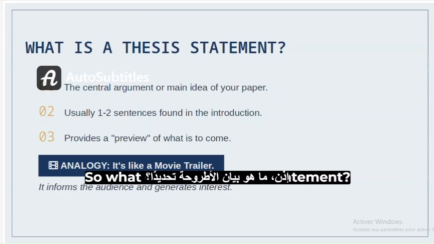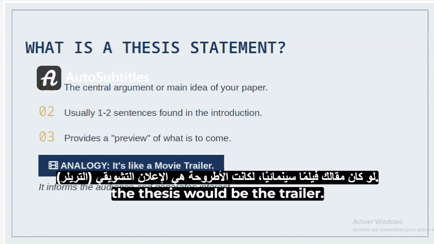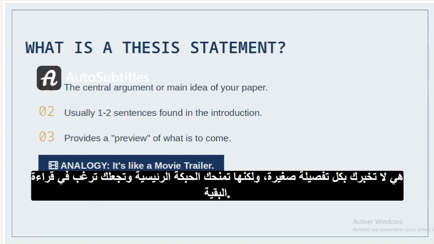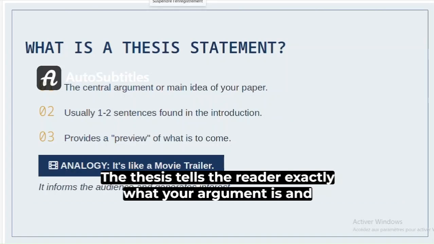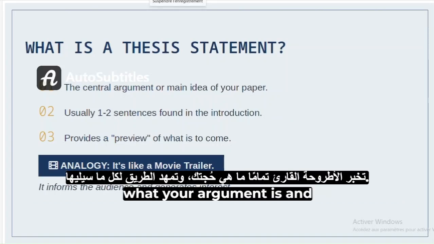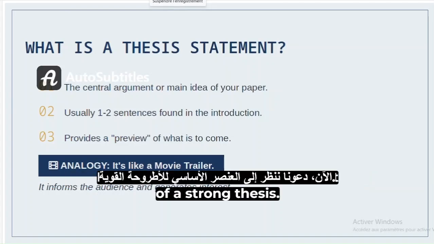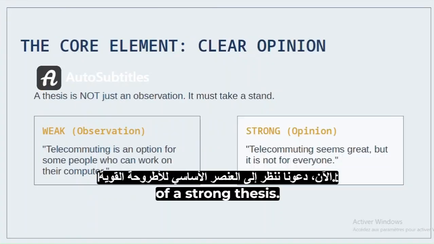So, what exactly is a thesis statement? If your essay was a movie, the thesis would be the trailer. It doesn't tell you every single detail, but it gives you the main plot and makes you want to watch the rest. In your paper, the thesis tells the reader exactly what your argument is and sets the stage for everything that follows. Now, let's look at the core element of a strong thesis.